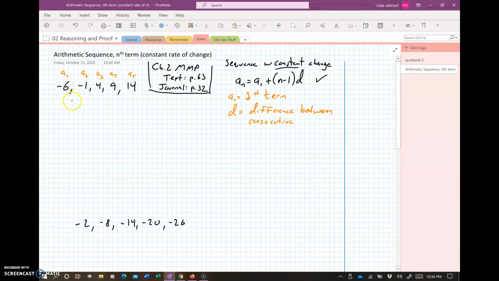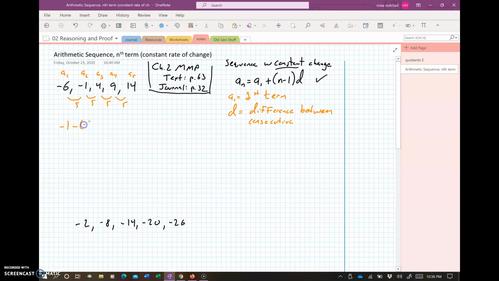And if you look over here, we have a difference of 5. We have a difference of 5. We have a difference of 5. And this is a positive 5 because it's increasing. If you don't see it, subtract. You can subtract any two consecutive terms.